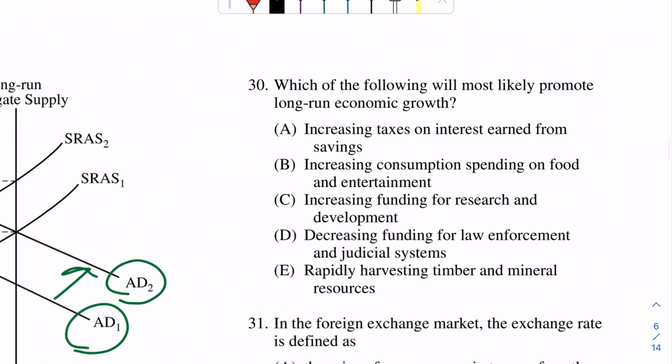30. Which of the following will most likely promote long run economic growth? So again, long run economic growth. Which one of these is saying a change in technology, a change in the human capital, a change in productivity, okay, a change in something that's going to change your potential. All right, it's not going to be something that you earn on your savings. It's not going to be on food and entertainment, right? Because that's not technology. It's not human capital. It's not any of those things. What if it's funding for research and development? Well, that could be technology.